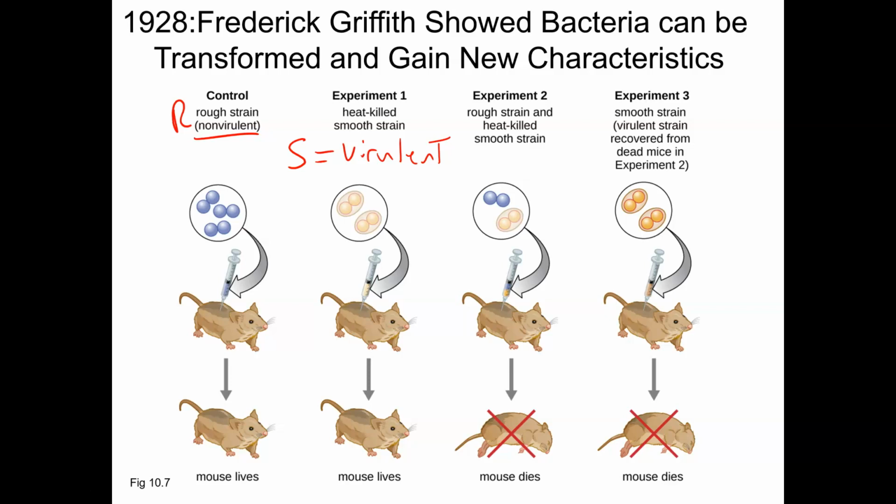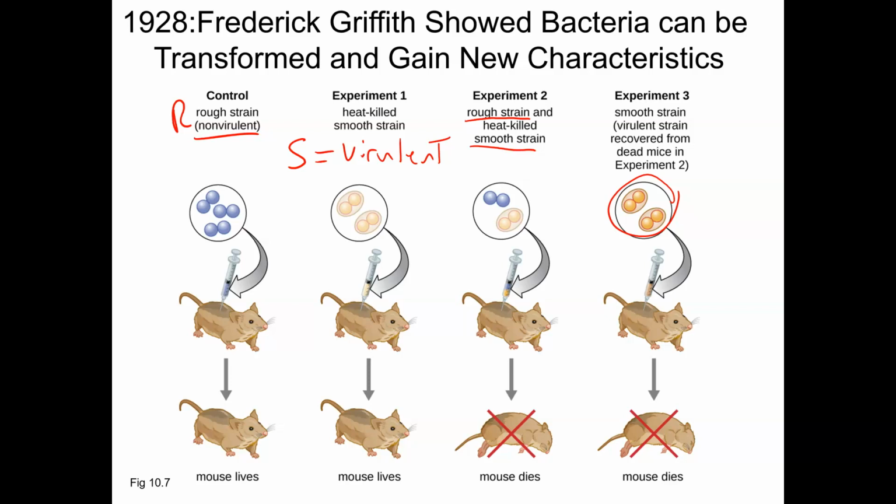I'm going to mix together living rough type with dead smooth type. So you take the living rough cells, mixed together with the soup of the dead smooth cells. So I thought, okay, it's a perfect cocktail, right? I got everything I need. I got some living cells that are weak, and I got some of the debris from the virulent cells. Well, he put that cocktail into the mouse, and look at what happened to that poor adorable mouse. It died. So he's like, oh God, what happened? Why did the mouse die? It shouldn't have died. So he removed a sample. And what did he find?